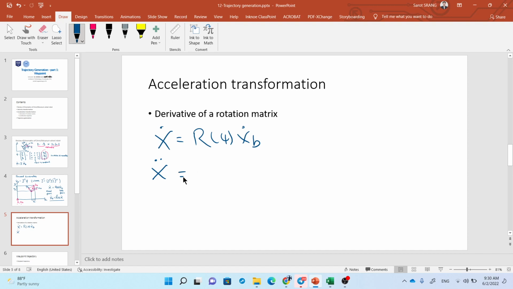h double dot equal to R dot psi times h_b dot, and then plus R psi times h double dot b, right?